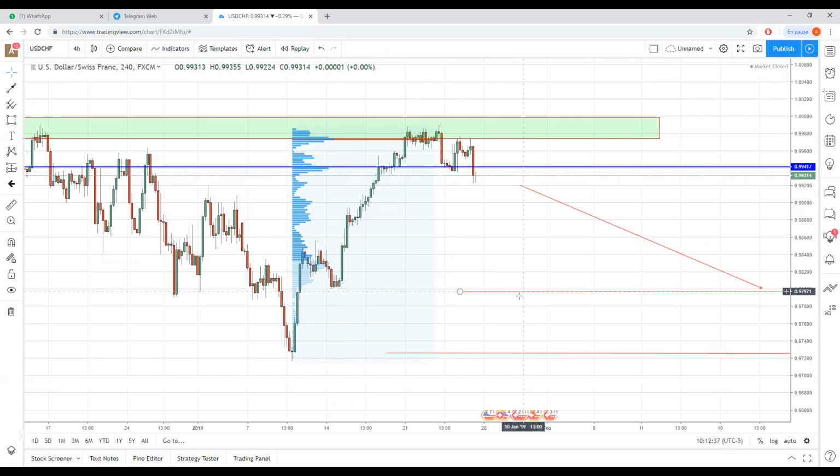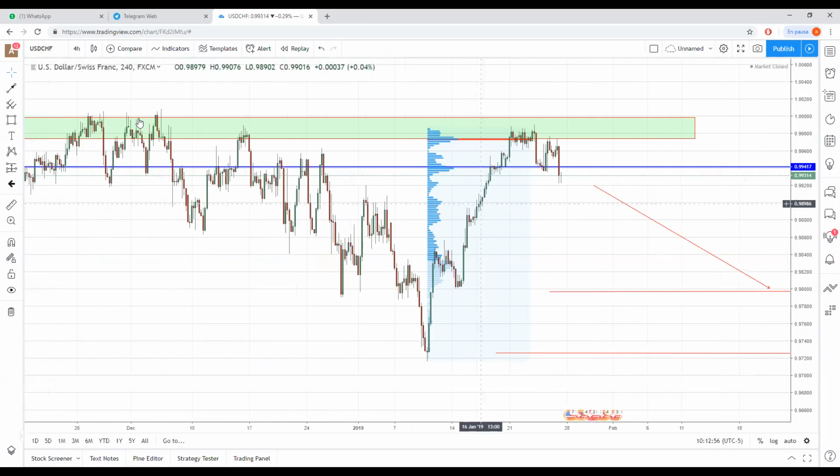0.9797, and if price is able to break this area, then the next logical target is around the end of this distribution, which is around 0.97246. That is all for the dollar Swiss.